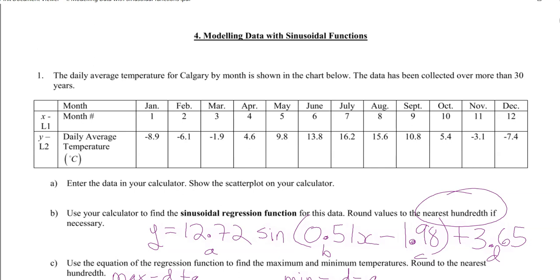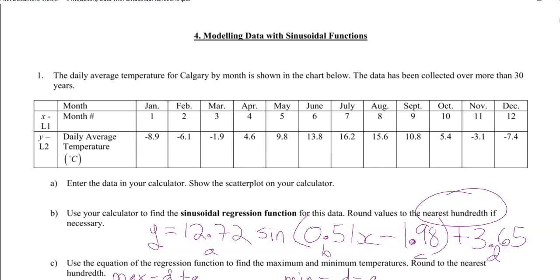We ran a sine regression. Now you'll always be told what type of regression to run. So you don't have to worry. On the diploma exam, the in-class final, whatever, they'll say run a cubic regression, run a sinusoidal regression. Now, it might show you points that are sinusoidal and ask you what type of regression you should run.